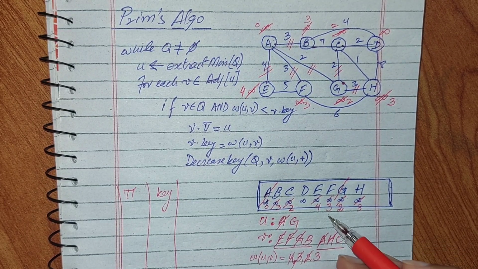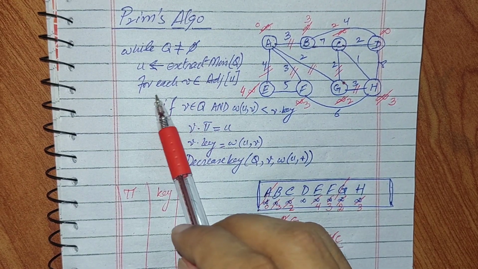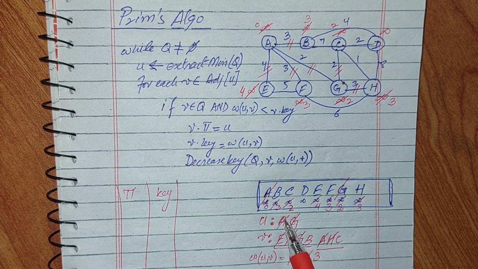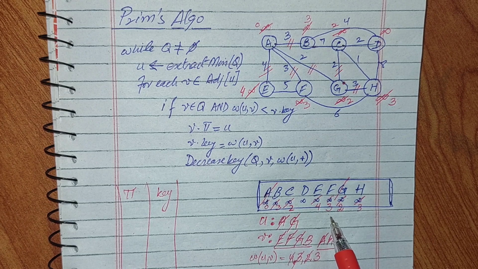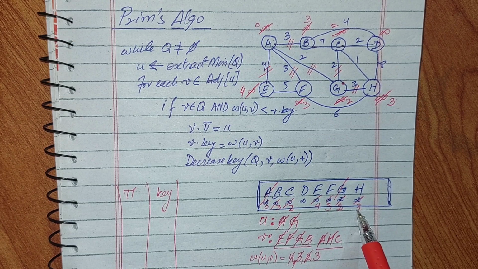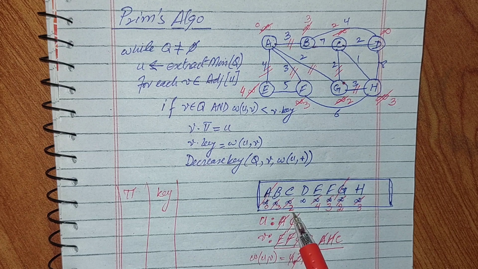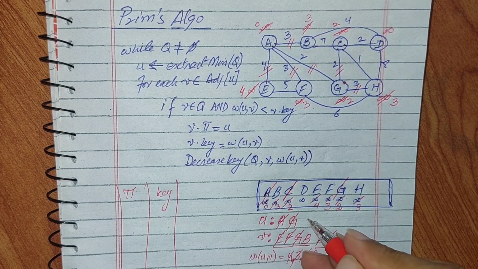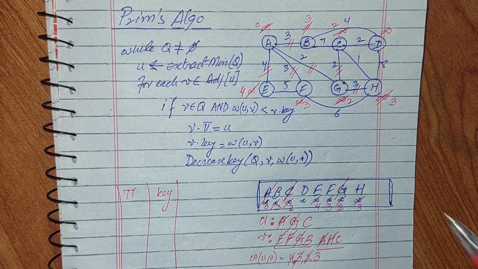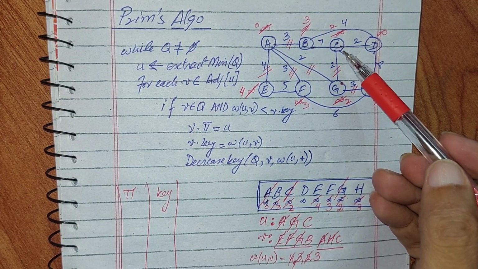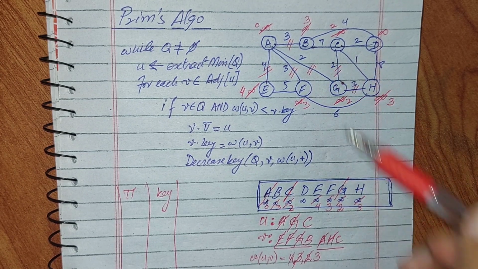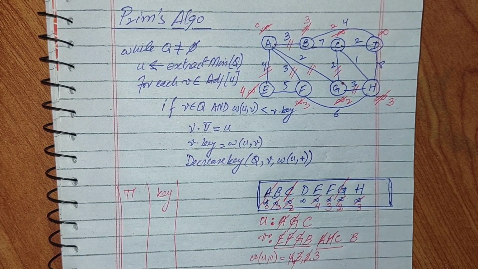Next we will extract the minimum element and place it in U. So there are 3, 2, infinity, 4, 3 and 3. So we will pick 2, that is C. So C is explored like this one. Now we will find all the neighbors of C. So the first neighbor of C is B. So let's pick B.